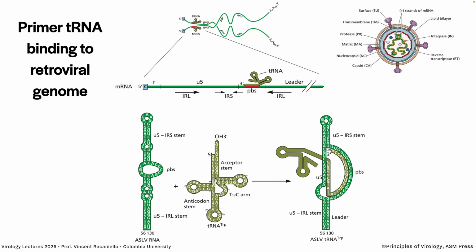Here we're showing base 56 to 130, so very short sequences. Here's the viral RNA. That's the primer binding site. And here's the tRNA, and it kind of insinuates itself into the primer binding site. It actually hybridizes with two parts of the stems of this stem loop structure. And for each retrovirus, there's usually a specific tRNA that goes in here. So for ASLV, which is basically a leukemia virus, it's a tRNA tryptophan.